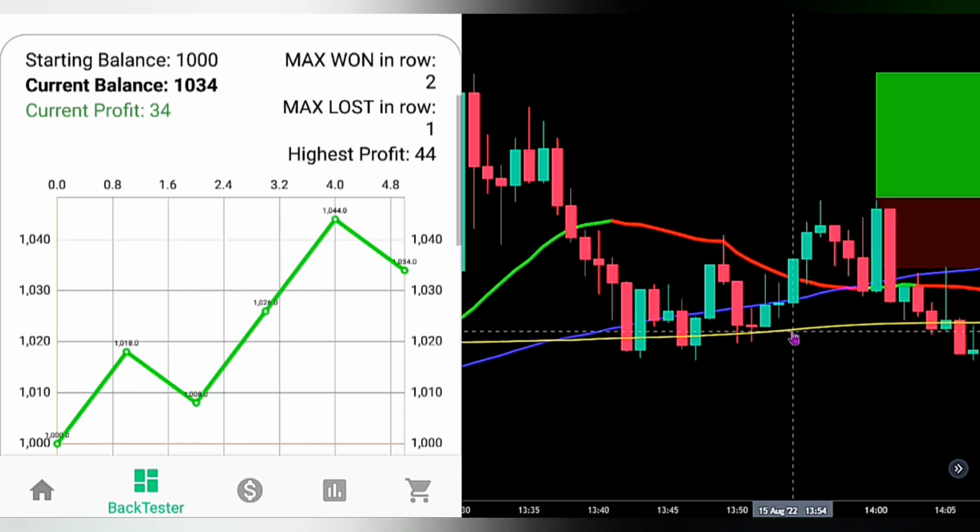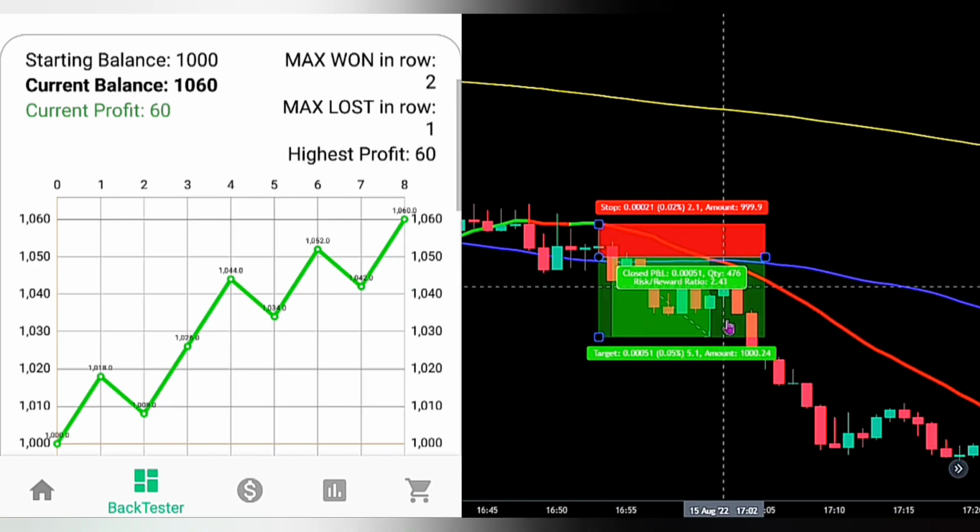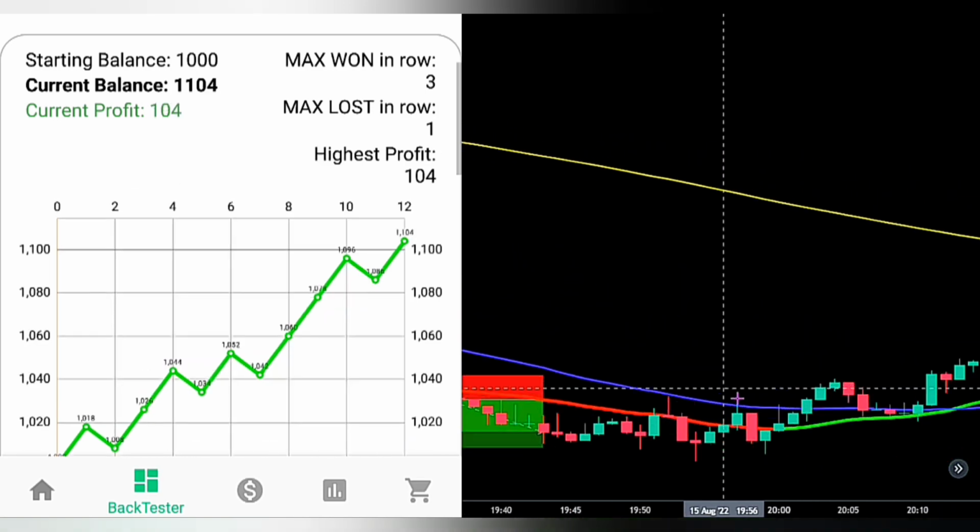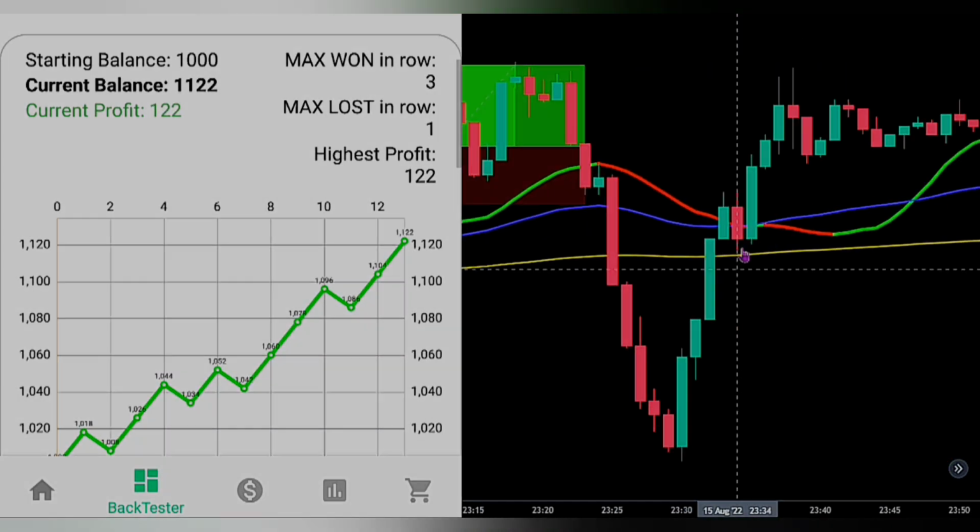for beginners. I will backtest it 200 times with an initial account size of $1,000, so watch till the end because in 1 month, you could double or triple your account size with this strategy. Without further ado, let's jump into it.